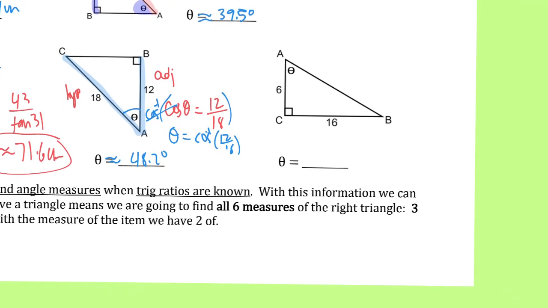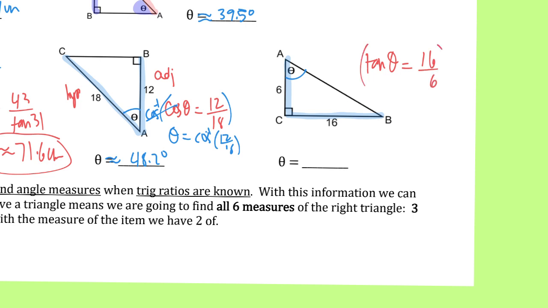Okay, last one. Here's our theta. We're looking to find the measure of theta. Which trig ratio are we using in this problem? Well, the two sides we know are the opposite leg and the adjacent leg. So if you know both legs, it's going to be tangent. From theta's perspective, tangent of theta, which we don't know the value of, is equal to the opposite leg over the adjacent leg.